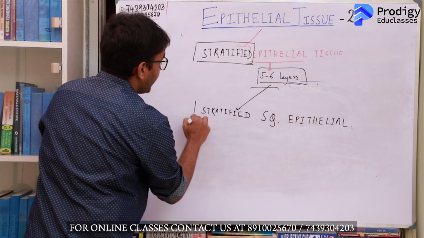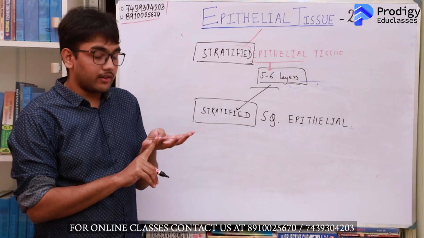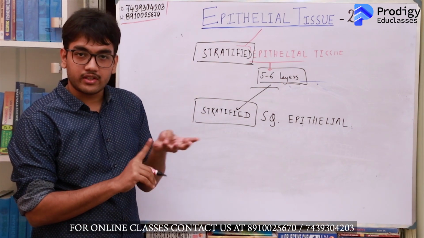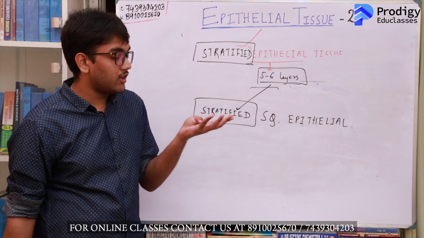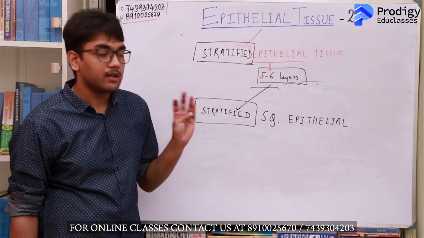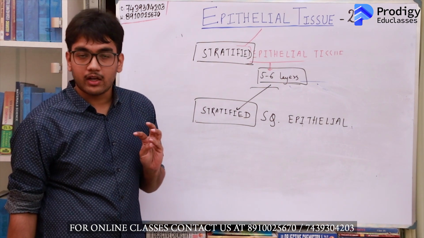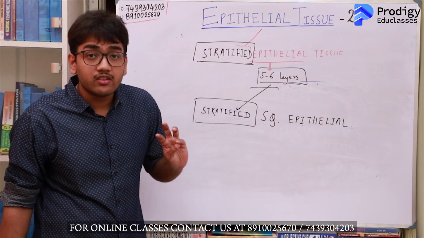So look, why do I need an epithelial tissue to be stratified? We have concerned ourselves with the functions of exchange. It is done by simple squamous. We have done the function of secretion and excretion. It has been done by cuboidal epithelium. We have done the function of what? Absorption. It has been done by columnar epithelial tissue. What is left is protection.